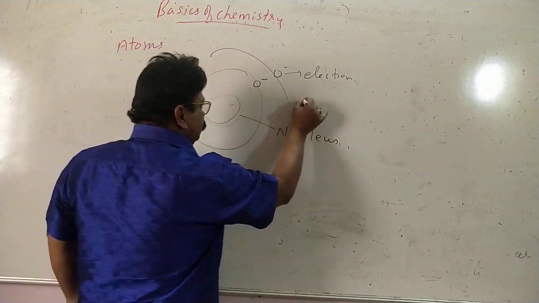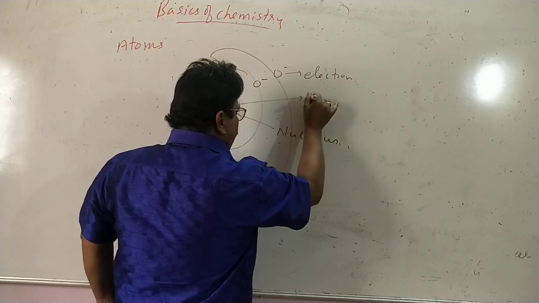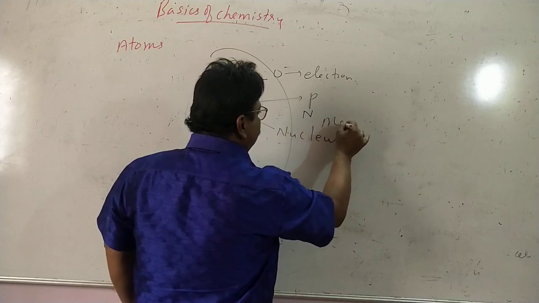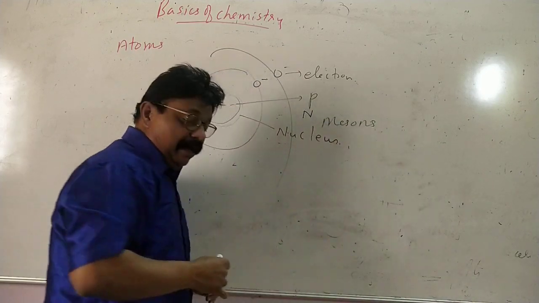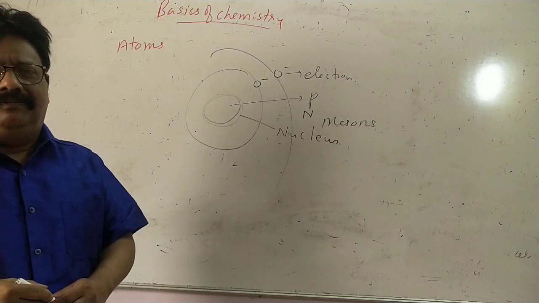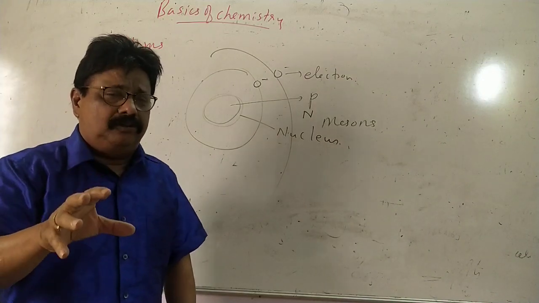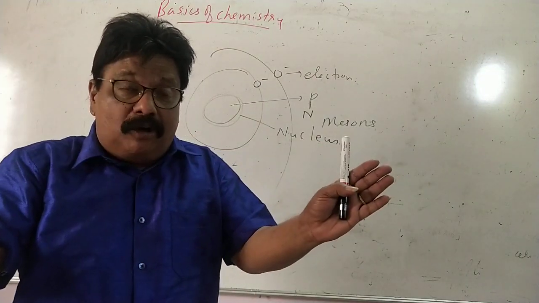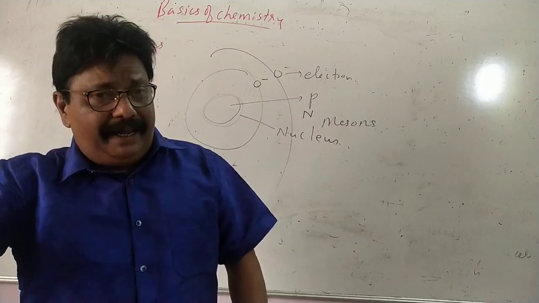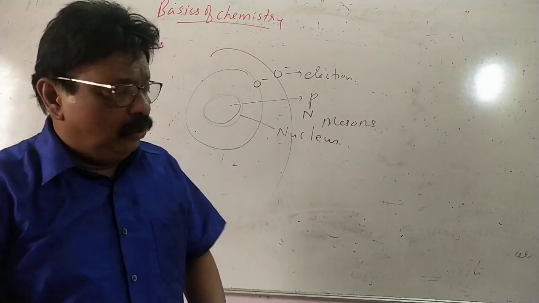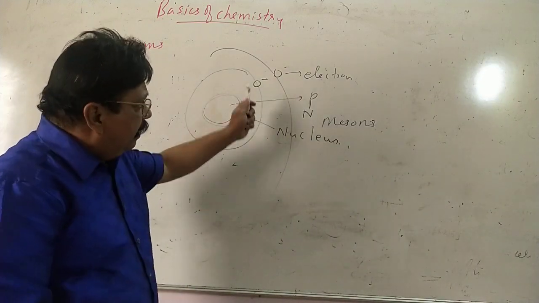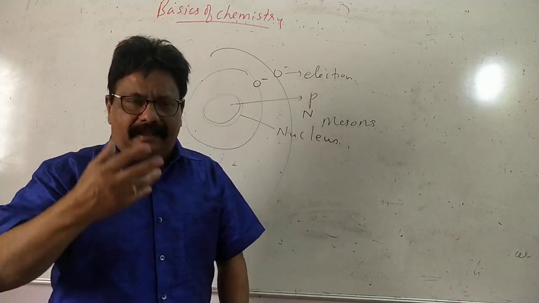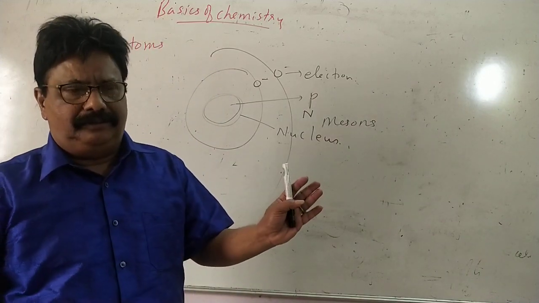In this nucleus, we have protons, we have neutrons, and we have mesons. Many of you are aware of mesons. I will come to the explanation of mesons later in a very elaborate way. The lightest particle among these is the electron, and the heaviest is the neutron.